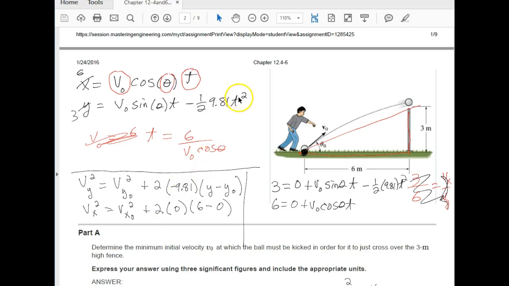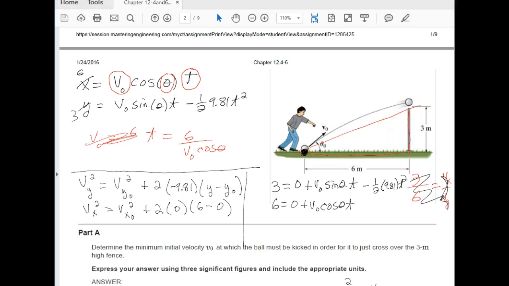Okay, I was asked to show how to solve this problem. If you remember, what's happening is the boy here is going to kick this soccer ball, and it's supposed to just barely clear this fence. What we're looking for is the minimum speed for this thing to clear.